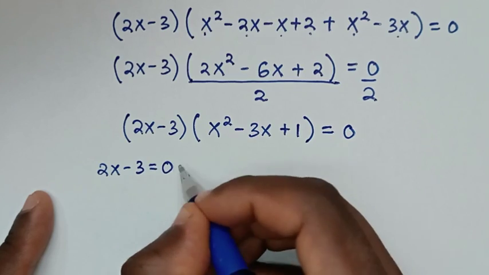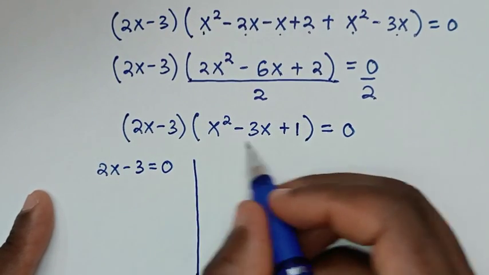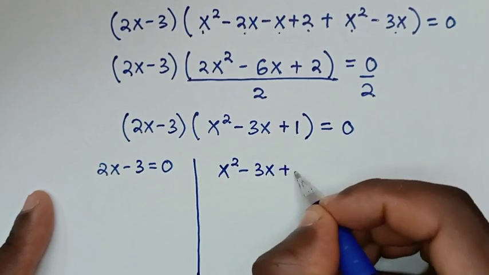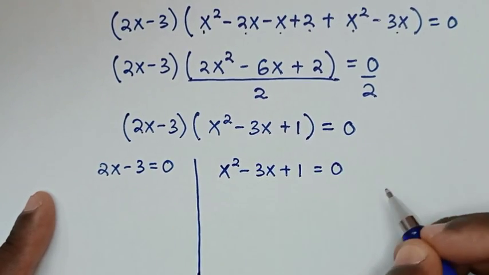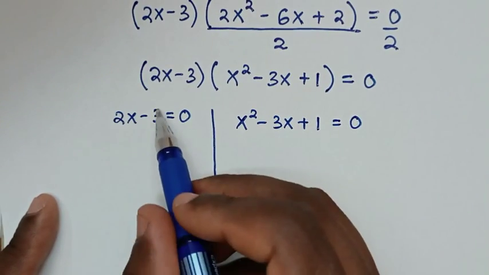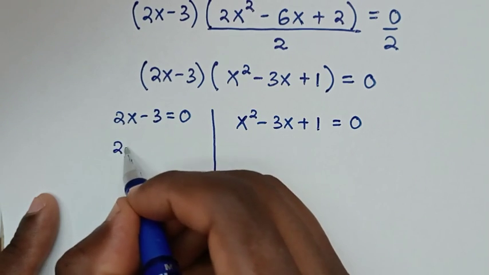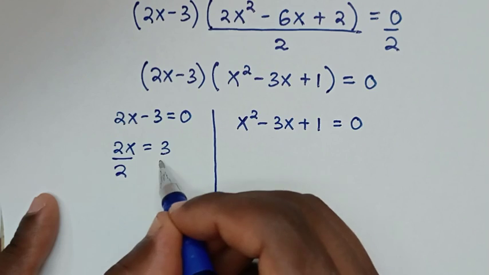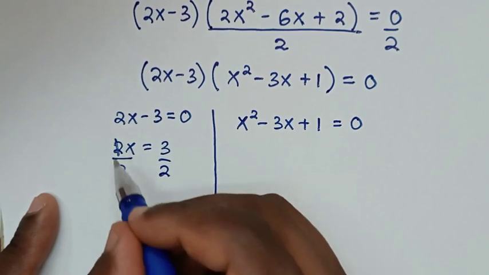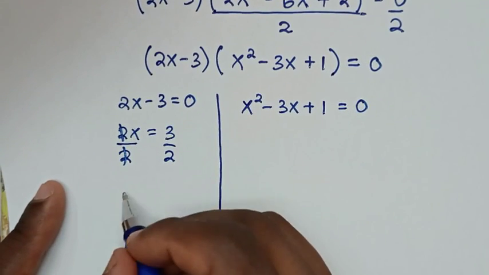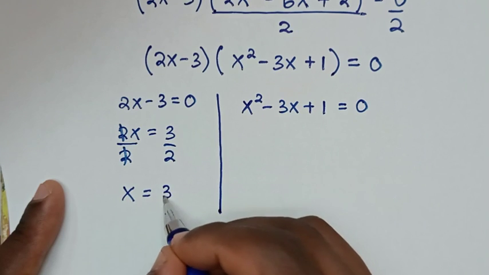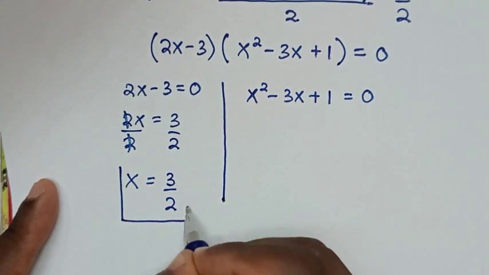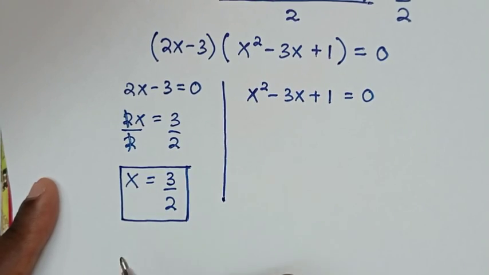Then from here we have two solutions. The first solution is 2x minus 3 is equal to 0, and the second solution is this quadratic equation, x squared minus 3x plus 1 is equal to 0. Then to solve from here, we take negative 3 to the right side, it will be 2x is equal to 3. Then we divide by 2 on both sides. So this and this will cancel. Then it will be x is equal to 3 over 2. So this is the first value of x in this problem.